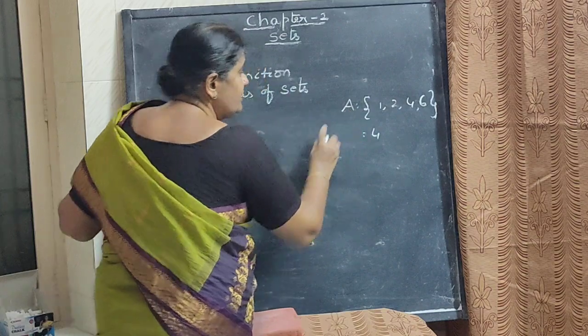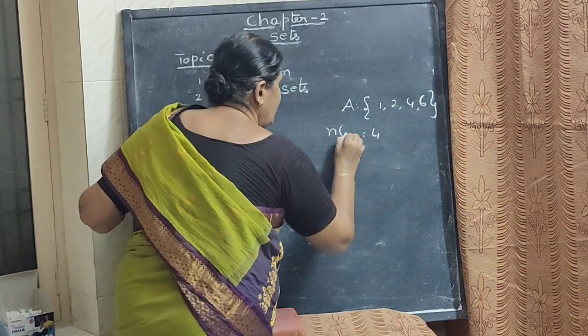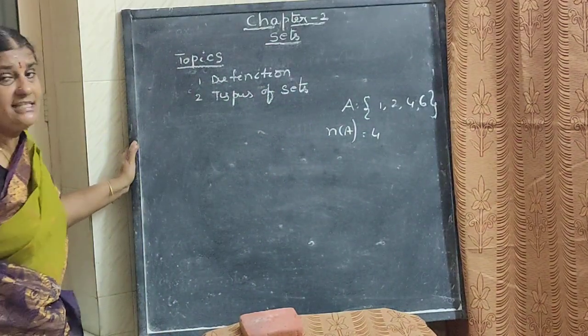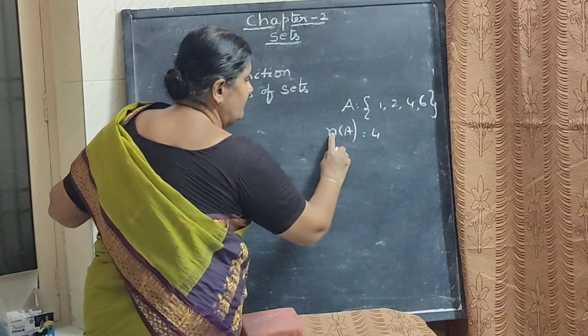In a set, what is the name of the set? A. In a set A, how many elements are there? 4. That is called number of elements in a set A. n means number of elements.